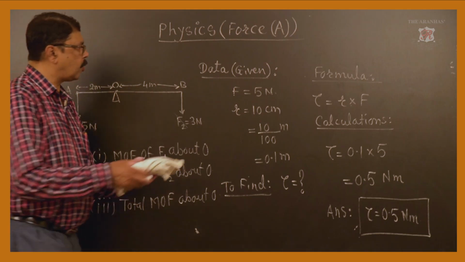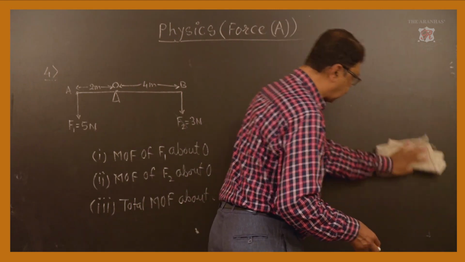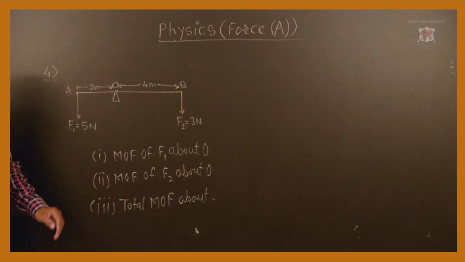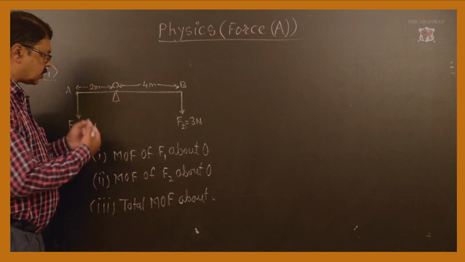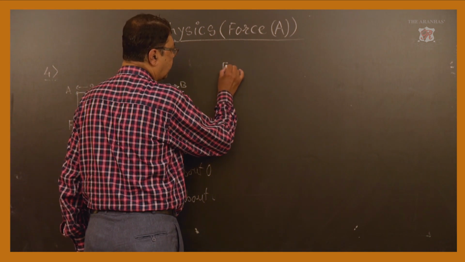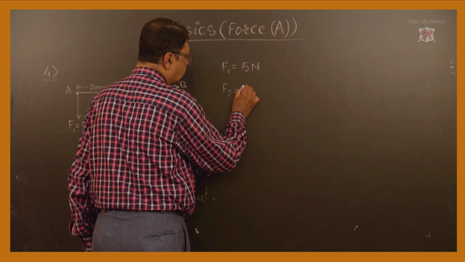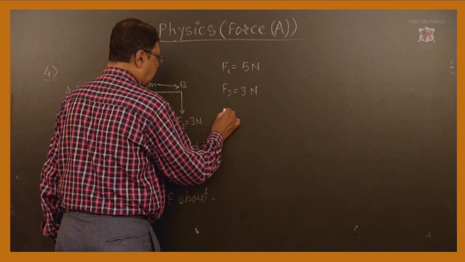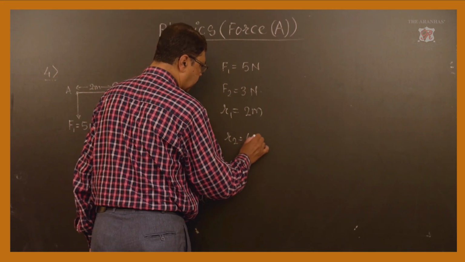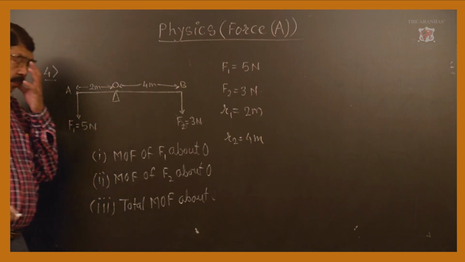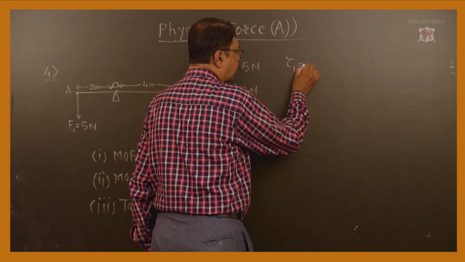Now I won't write the data given, I won't write "to find", because these things are already written on the board. In the exam, this diagram is also given, as in the example. So, whatever is directly given, I will write: F1 equal to 5 Newton, F2 equal to 3 Newton, R1 equal to 2 meter, R2 equal to 4 meter. Now, I can directly write the formula. Torque 1 or moment of force 1.